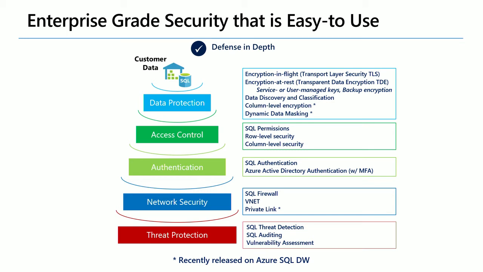On the network security side, we have SQL Firewall. That's been with the original version of SQL Data Warehouse since original GA. VNet service endpoints is also there as an option. And then you have Private Link, which we are announcing for public preview here at Ignite. And then finally, wrapping up here, with threat protection, you have SQL threat detection, SQL auditing, and the vulnerability assessment from a threat protection standpoint.